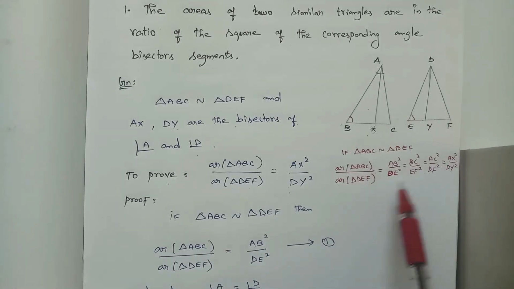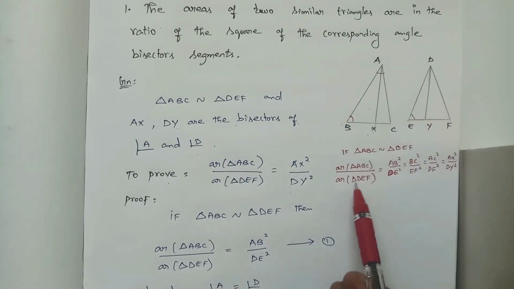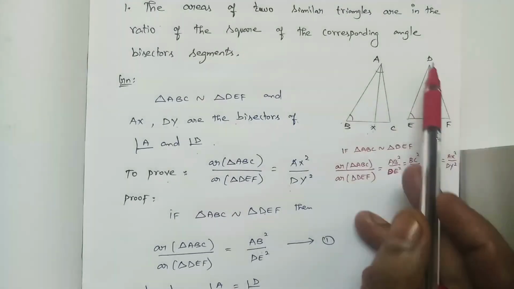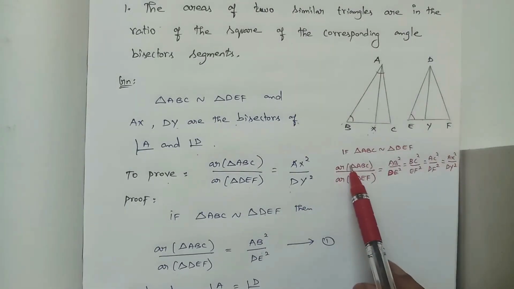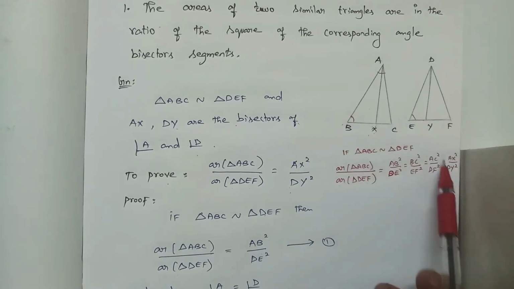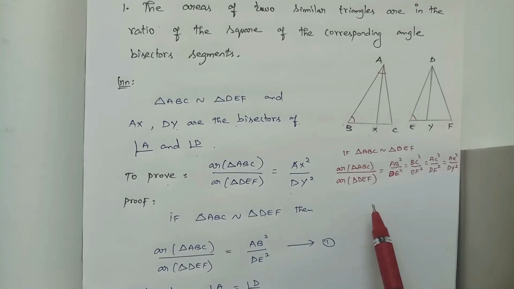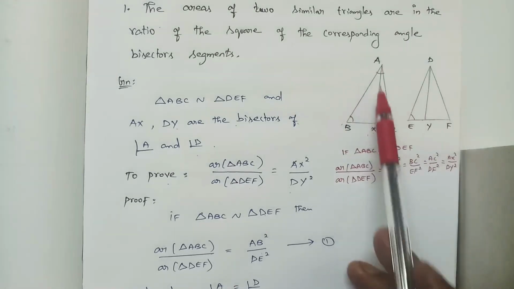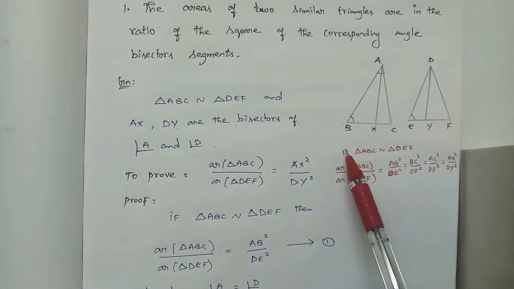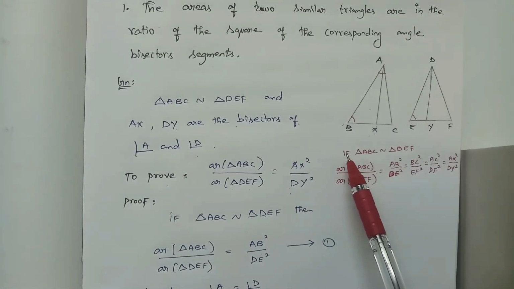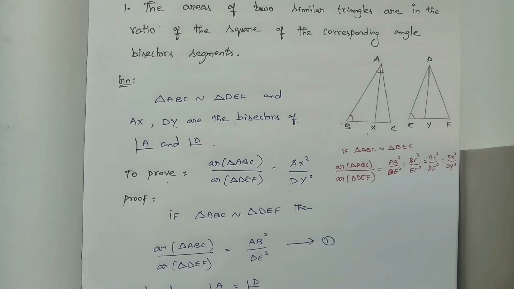This is needed when they ask you to find some values, right? Even if they ask you to find the value of AX or DY, and they have given the area of triangle ABC, some values are given and they ask you to find something, then we have to use this property. So just keep in mind, it is not only the angle bisector that will be equal. If we draw the median or the altitude, similarly it also will be equal, right? We will see the proof later on.